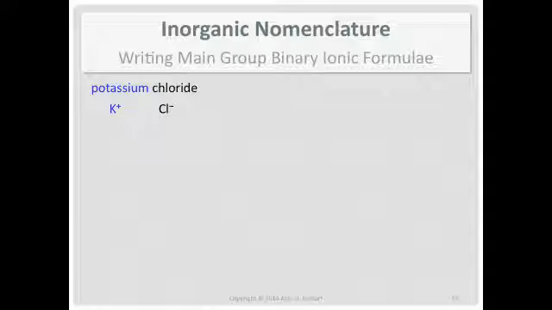Potassium ion, group 1A, positive charge. Chloride ion, 7A, minus charge. Positive, negative, they balance themselves out. And there's the chemical formula, KCl. Calcium fluoride. Calcium, group 2A, 2 plus. Fluoride, 7A, 1 minus.